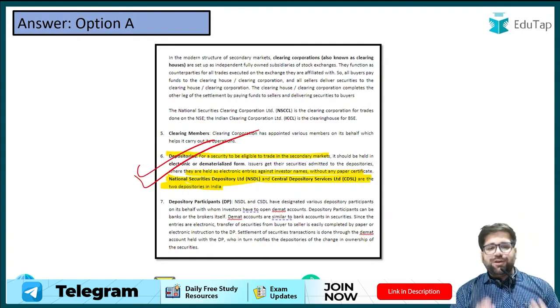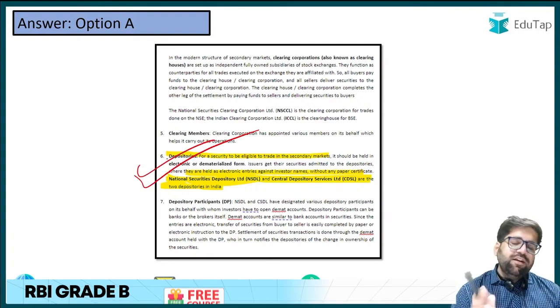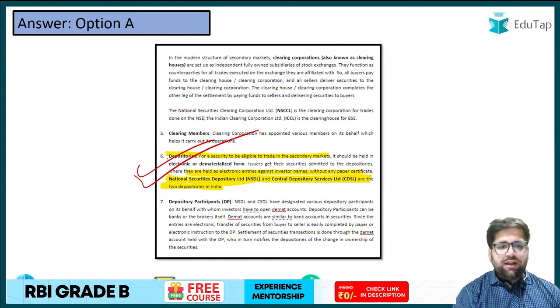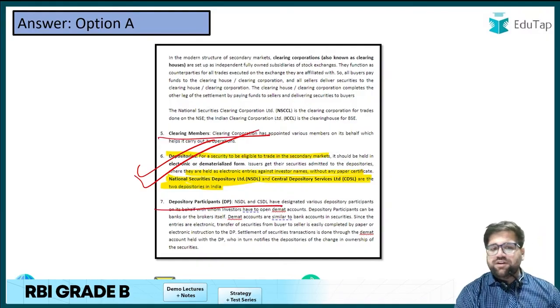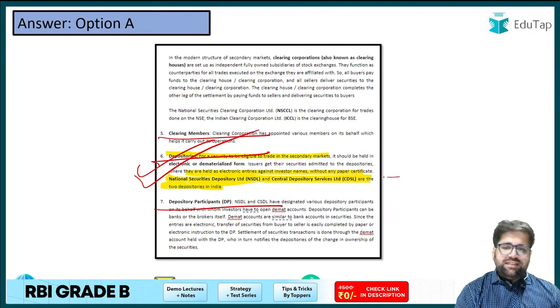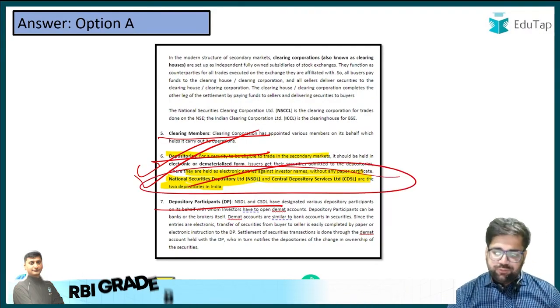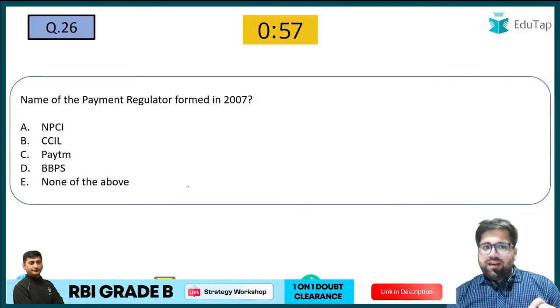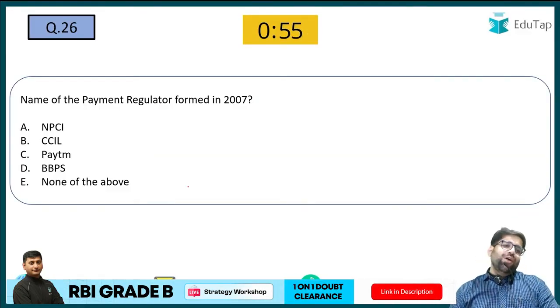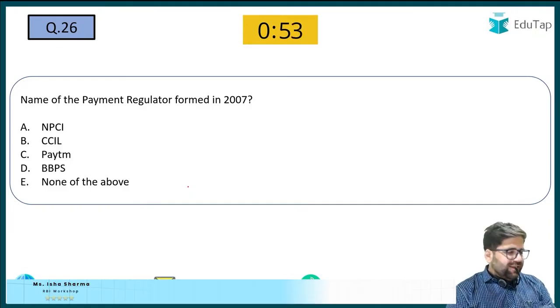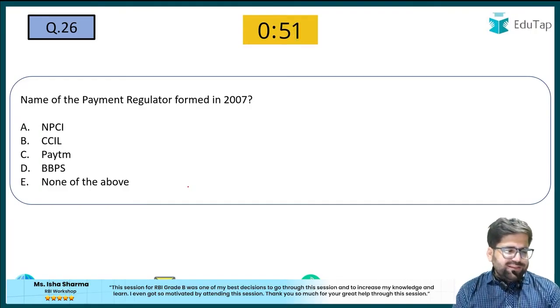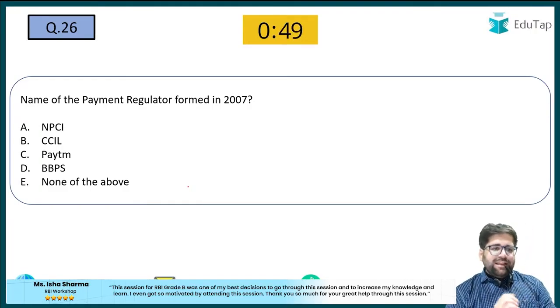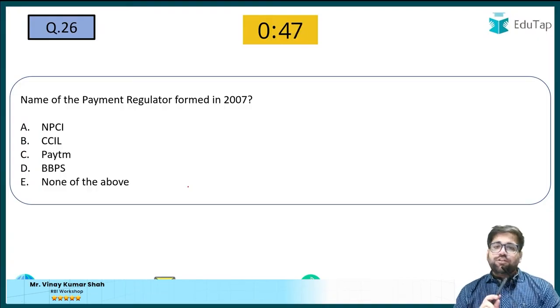You can just read this particular question, where we have defined different participants of the stock market, like who are clearing members, who are depository participants, who are depositories, and this is the question which they have asked you. Question number 26: Name the payment regulator formed in 2007. Now I think you will be able to answer that particular question. I think someone was not able to answer that. Yes, NPCI was formed in 2007, my friend.